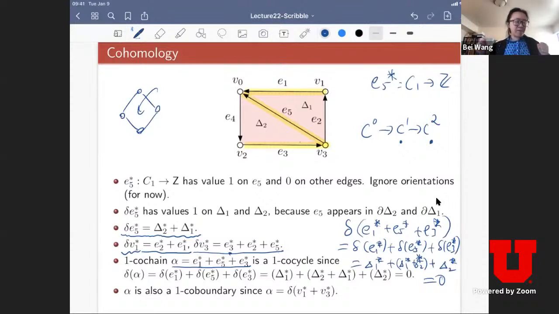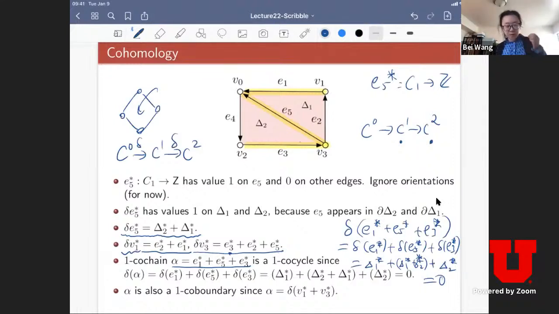So keep in mind the geometric intuition for a co-cycle is a little bit non-intuitive, but let's just do it algebraically. I see that alpha is a one co-cycle. It's also a one co-boundary, right? Because it has to be a co-boundary of something of lower dimension. So again, you need to think about the operation going this way.